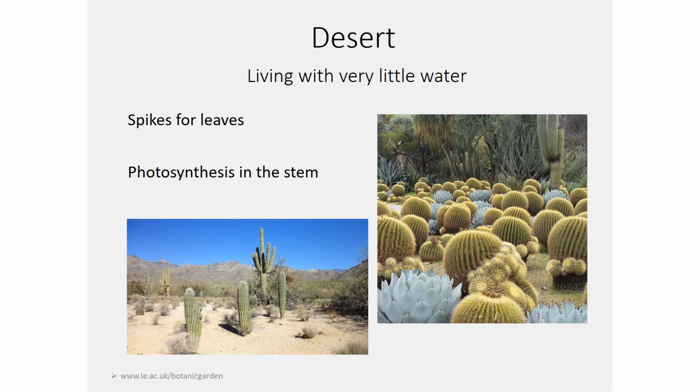But what about photosynthesis? If they only have spikes for leaves, they won't trap much light. Cacti have adapted, so photosynthesis, that is, remember, making food from water and carbon dioxide, happens in their stem, not their leaves. These stems also store water when it does rain for the plant to use when it's dry.